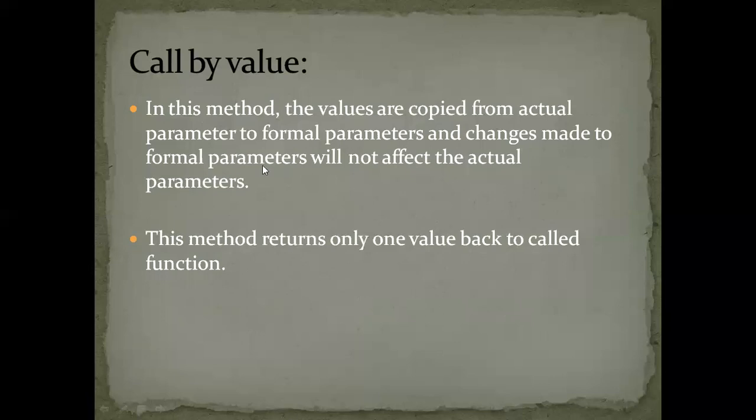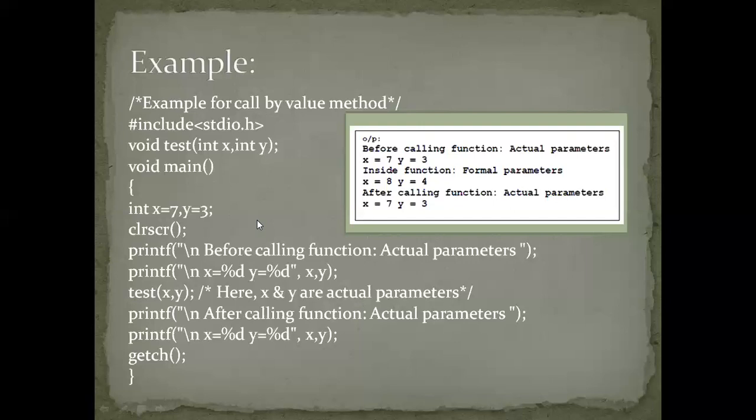Okay, so by looking at this program, what you got to know is that changes made to formal parameters will not affect the actual parameters. What changes have we made? Inside the function we have incremented the values of x and y. So this will not affect the value of the actual parameters. How can I say that? The value of the actual parameters after calling the function remains the same, x is equal to 7 and y is equal to 3, as we had before calling the function. Understood? So this is an example of the call by value method.